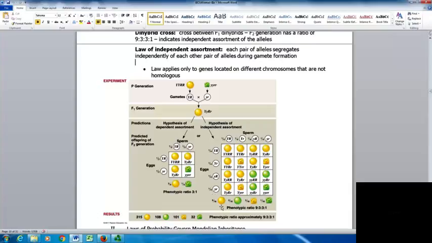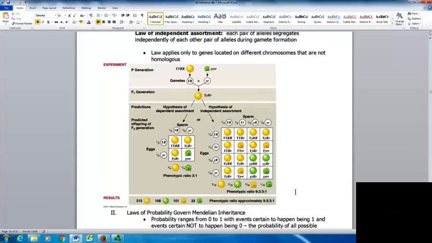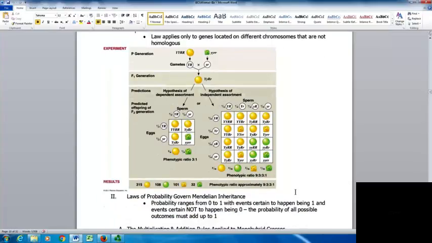When you look at this, you get the ratio of 9 to 3 to 3 to 1. The nice thing about Punnett squares is they are relatively simple to do, so that saves you from having to memorize these ratios.